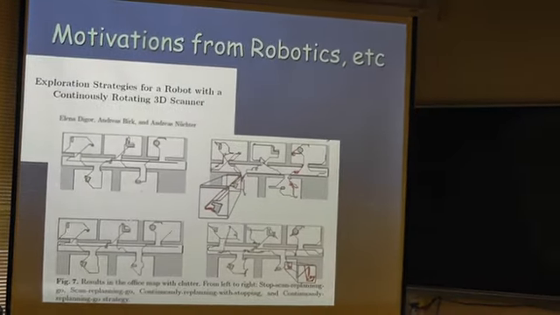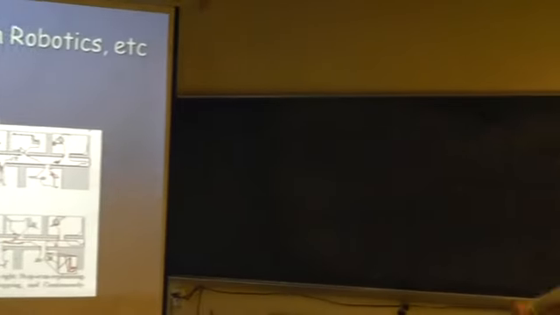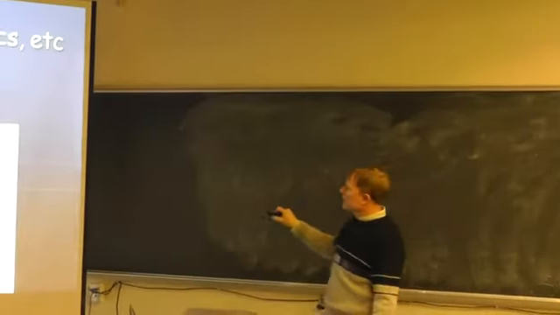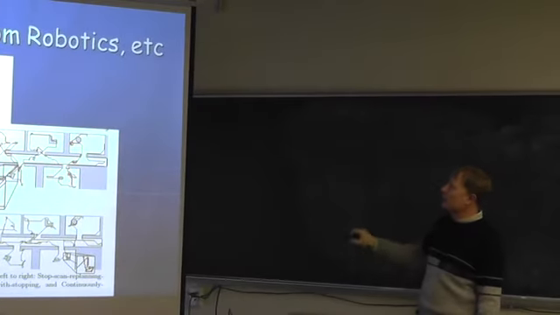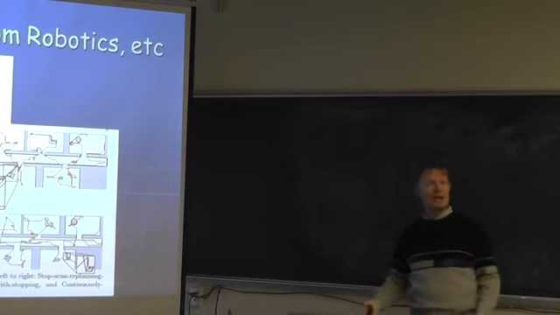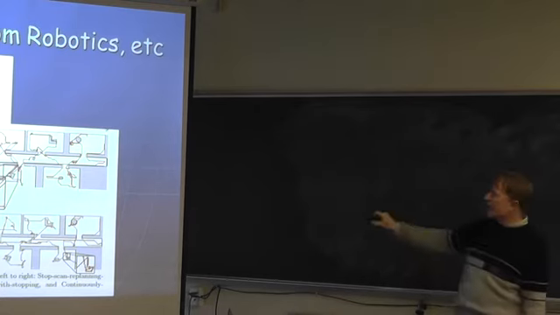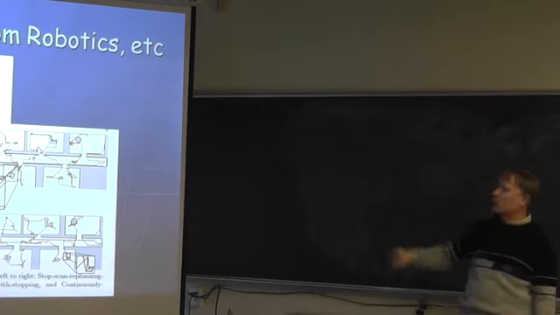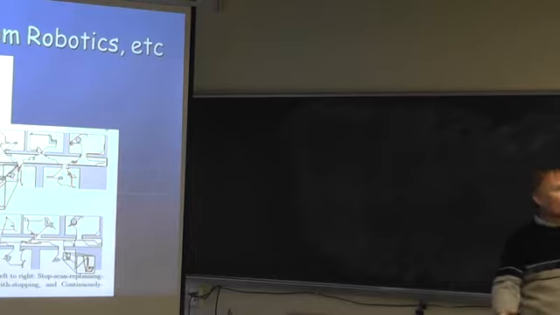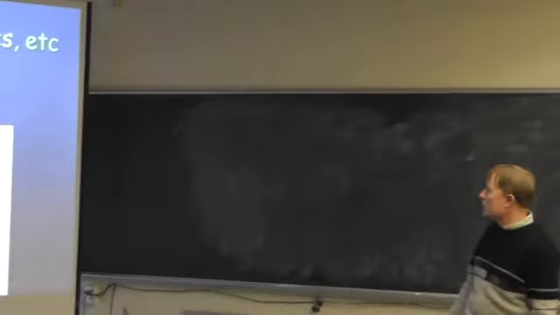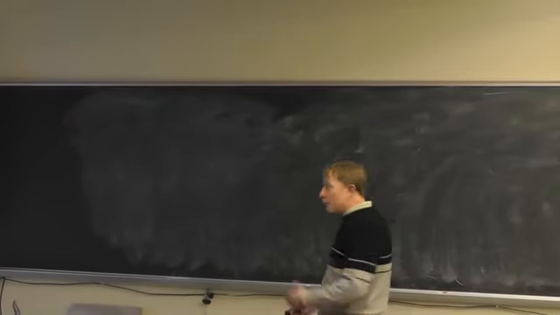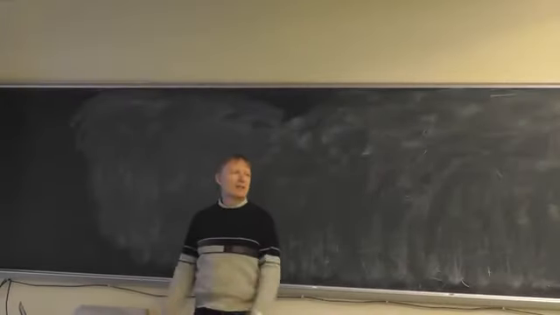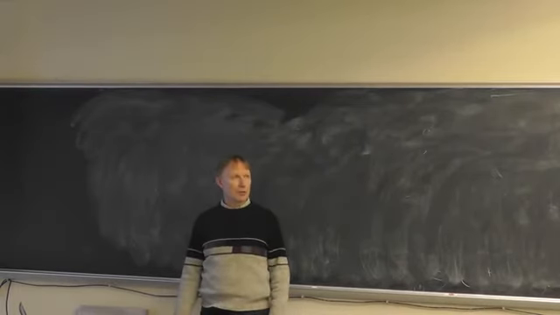Okay, and motivations come from all over the place. Practical motivations come from robotics. These are sort of crazy-looking paths. This is an early paper on exploration strategies for a mobile robot with a continuously rotating 3D scanner. So it has eyes in the back of its head and can see in all directions. This is a floor plan, and it wants to go and inspect every room in the building. What would be the most efficient tour? And I'm quite confident that none of those are the most efficient tours. But what they're trying to optimize is the length of a visibility coverage tour.